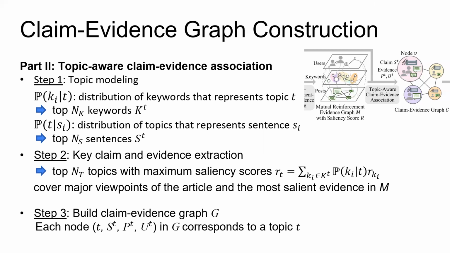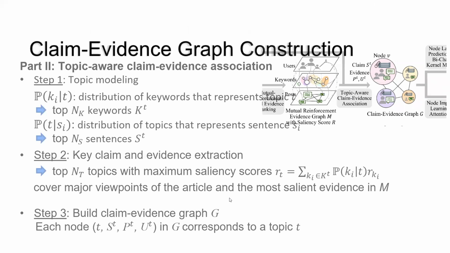Each node is composed of a topic T, the sentences ST, I mean the sentences in the news articles, and the PT, which are the online posts related, and also the UT, which are the users that are related to topic T. These actually just constitute the evidence corresponding to a topic.